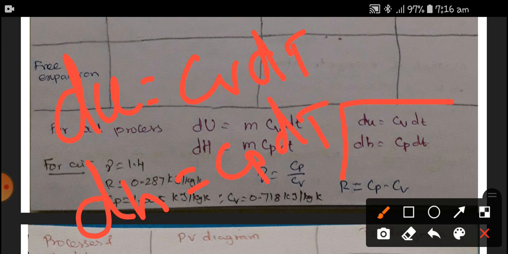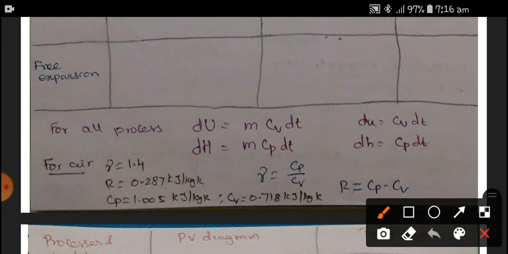So if I say it's specific, it is an intensive property, whereas this is an extensive property. So you can clearly notice this.